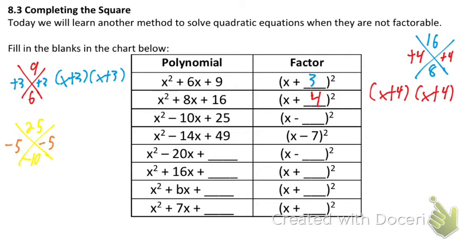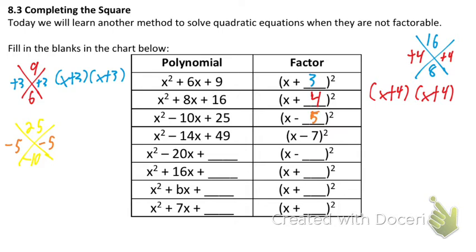Negative 5. Now, can we use our shortcut here? Yeah. Are we going to end up with the same parentheses again? Yeah, because it's the same numbers on the side. So can we just go over here to our factor table and say x minus 5 being squared? Yeah, we can.